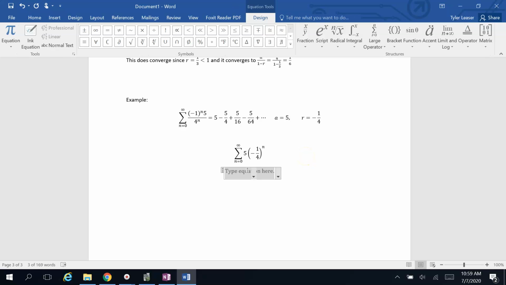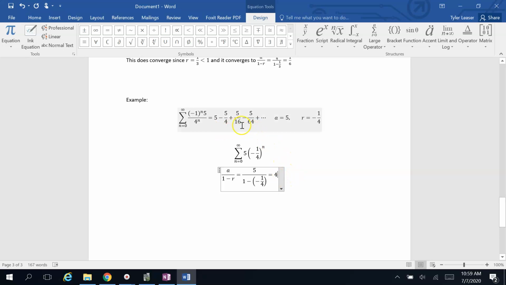All right, that means to find the sum, remember the sum is a over 1 minus r. So for us, that's going to be 5 divided by 1 minus negative 1/4. Be careful of the double negative down there. So this is going to be 5 over 1 plus 1/4. 1 plus 1/4 is 5/4. 5 divided by 5/4 is 4. So this infinite series adds up to be 4.